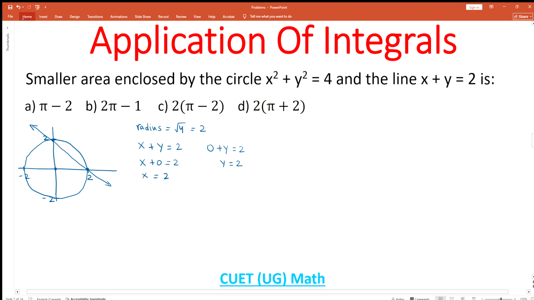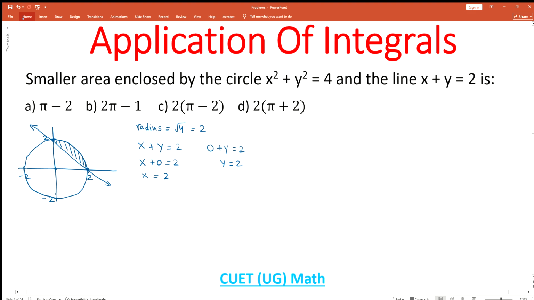We have to find the smaller area enclosed by the circle and this line. That smaller area is this shaded region. We have to find the area of this shaded region.